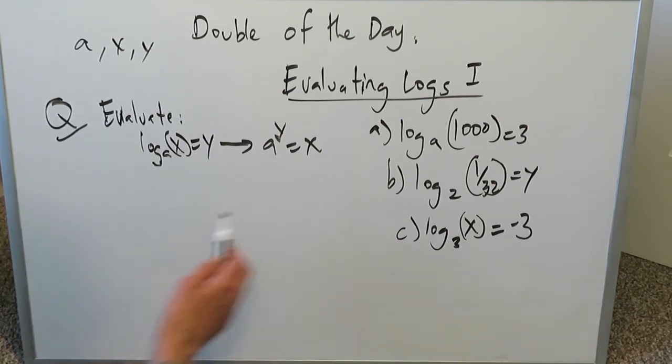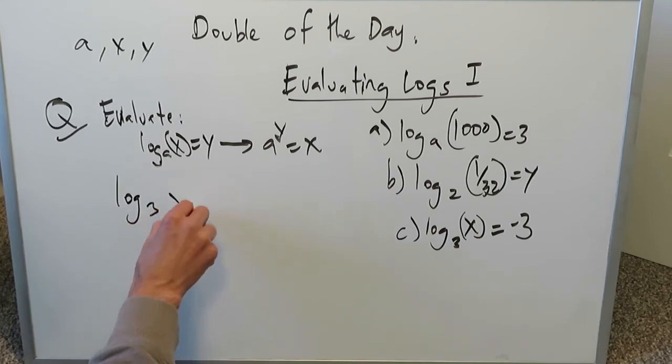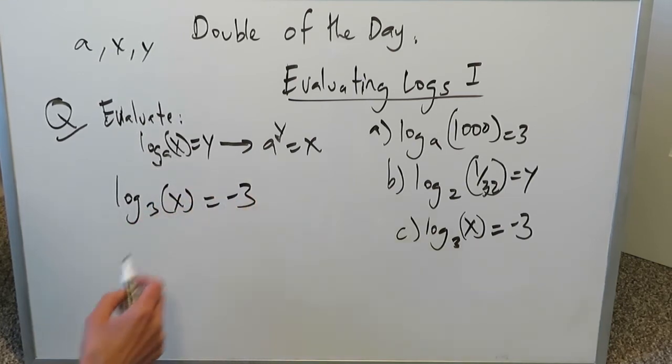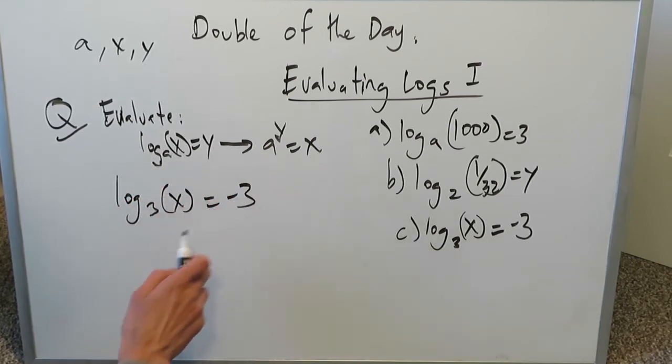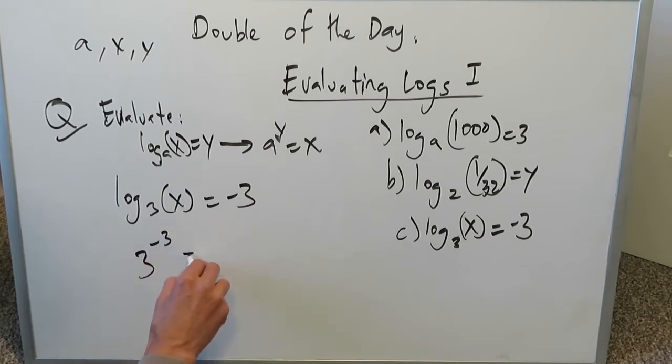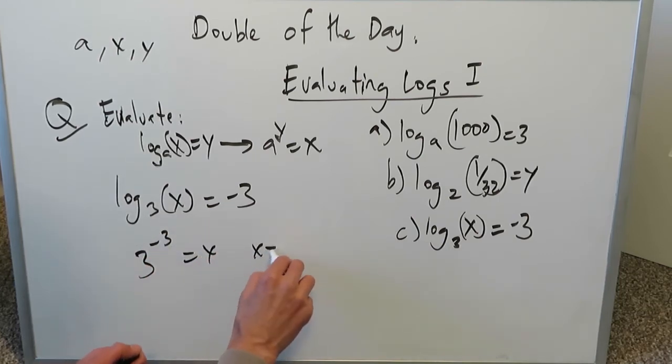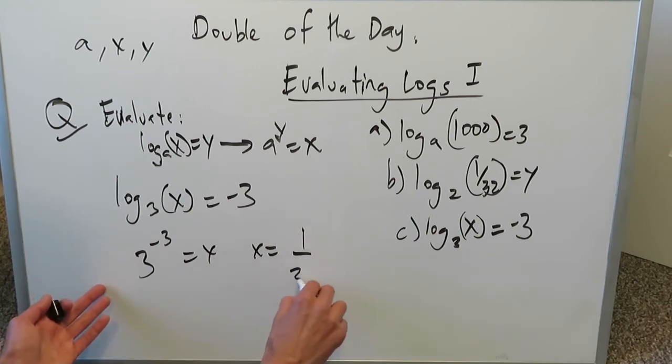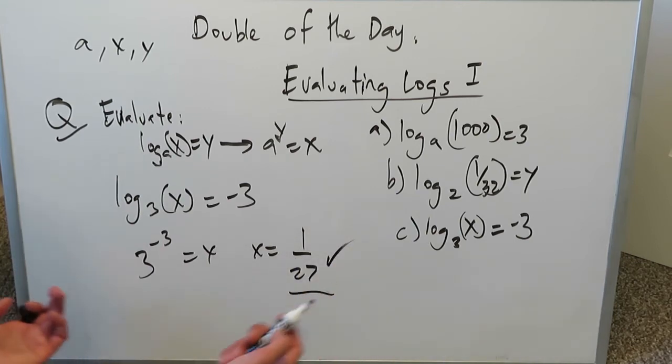How about this one right here? Log base 3 of x is equal to minus 3. Again, you're seeing something like this. Convert into this form. 3 to the power of minus 3 is equal to x. And x here is simply equal to 1 over 27. This right here would be your answer, and it should be good.